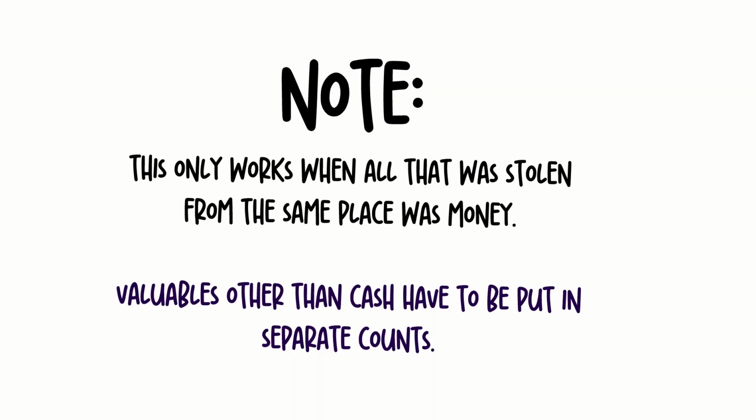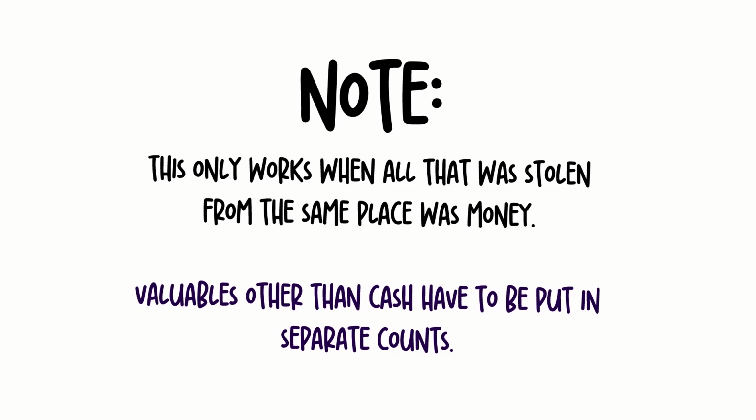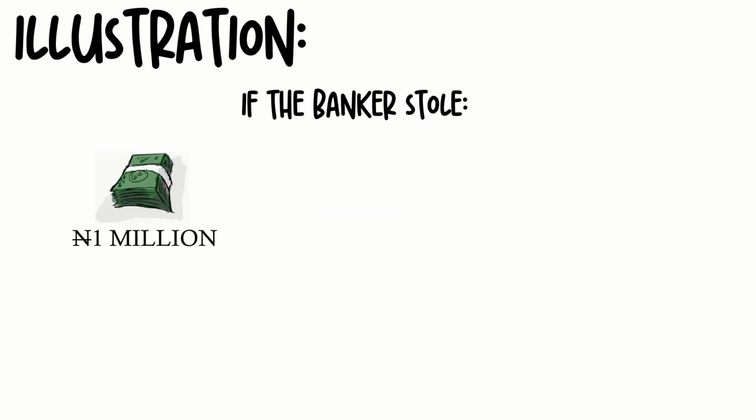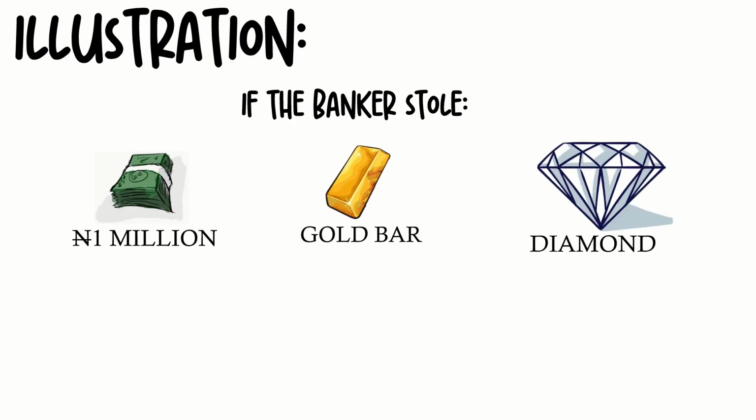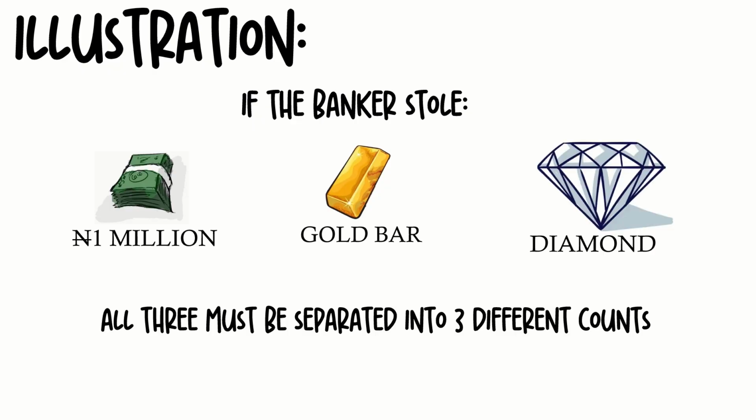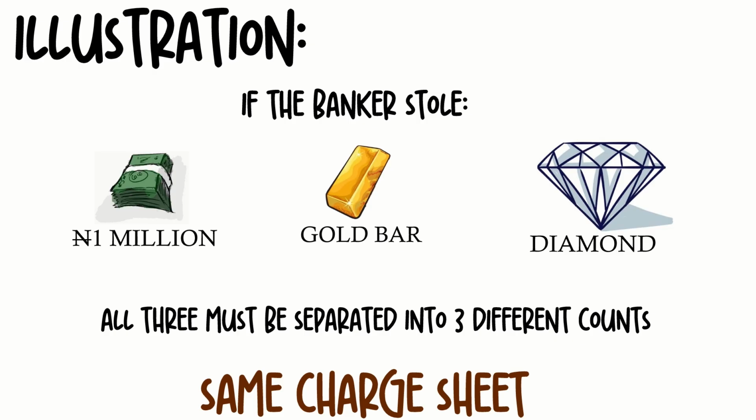And that's what he'll be charged for. Now, this exception won't count if what was stolen was not money. So if he stole 1 million naira in May, 1 gold bar in June, and 1 diamond in July from the same bank, you have to separate them into 3 different counts because the other 2 aren't money, only 1 is money. So 3 different counts, but all will still be in the same charge sheet.